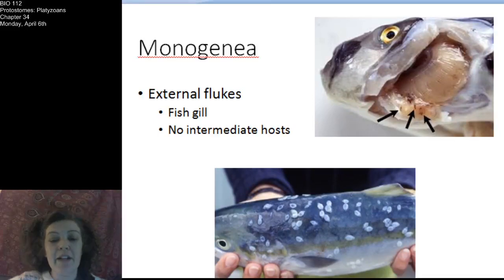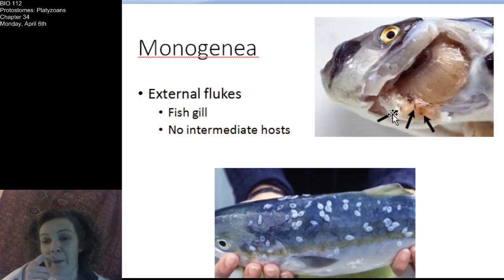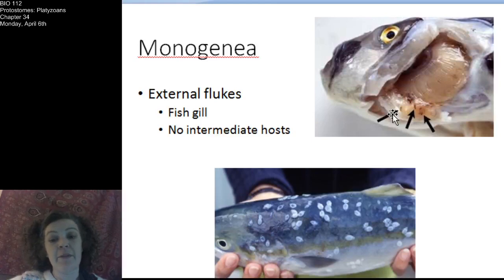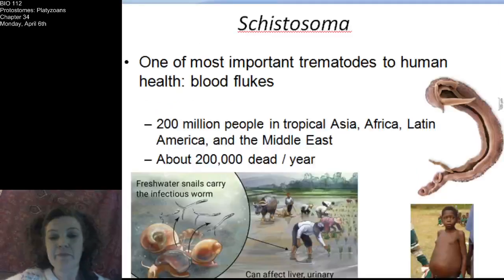So Monogenea, this is actually a whole group of flukes that are ectoparasites. So they are found on the outside of animals, and particularly on fish gills, you'll find these. But they can also be on the skin. And their only ultimate host is a vertebrate, and particularly you'll see these in fish. So these are external flukes. That's the Monogenea.